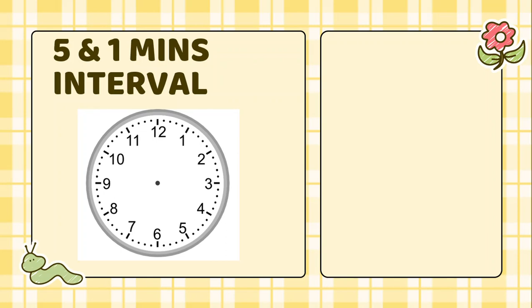So now we will continue on doing the 5 and 1 minutes interval. Okay, what does it mean? What it means is that, let's say you have a clock, your short needle is anywhere, but your long needle is pointed to the 5 minutes interval, meaning that from each number to the next, the difference is 5 minutes.